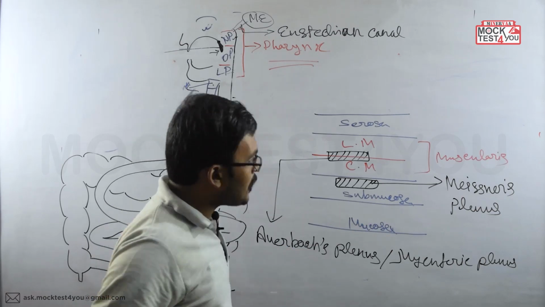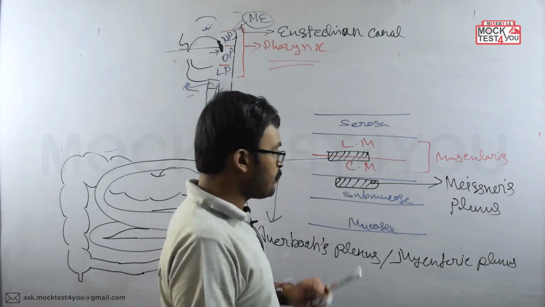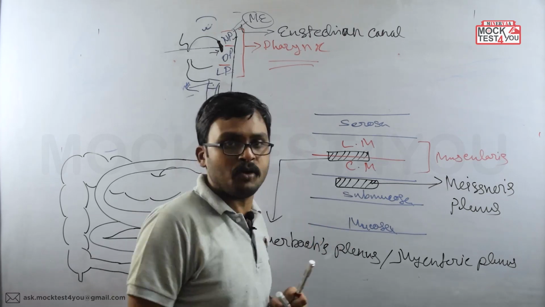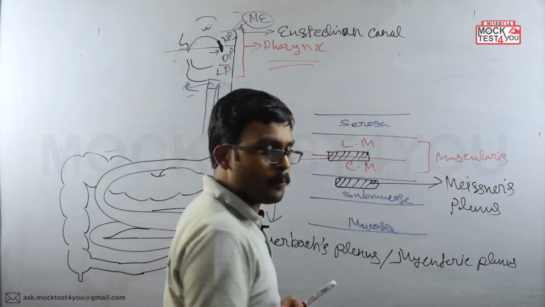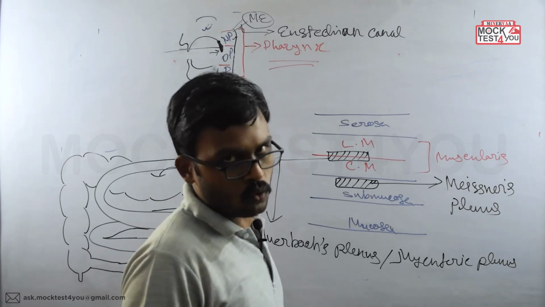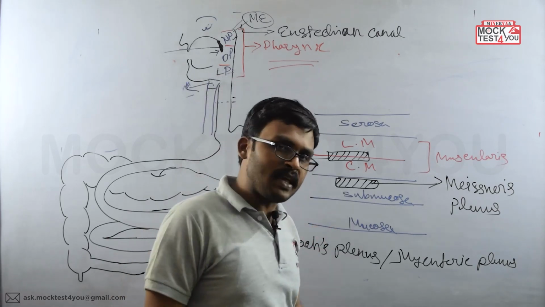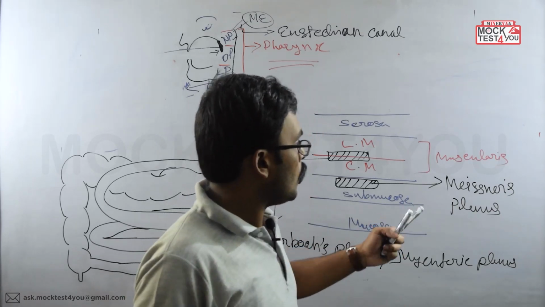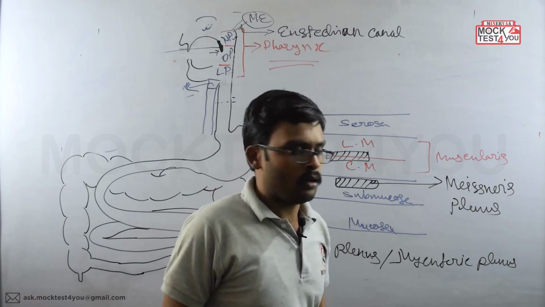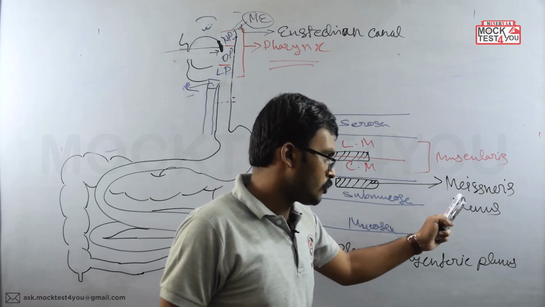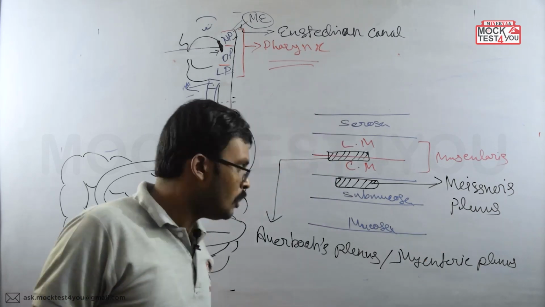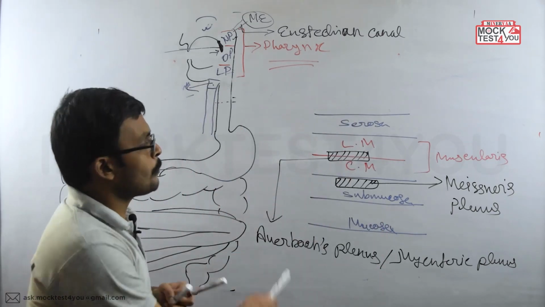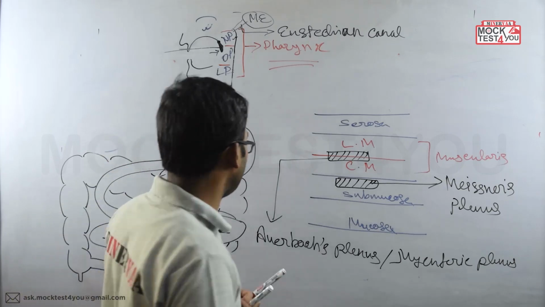What is the function of the Meissner's plexus over here? Meissner's plexus helps to secrete different glandular secretions from the submucosa. Remember, inside the submucosa portion, we are getting different glands also, okay. So for those gland secretions, we need the impulse or information through the Meissner's plexus, okay, clear? So these are the two types of plexus which are present inside the wall.